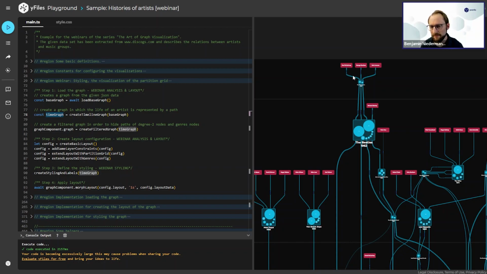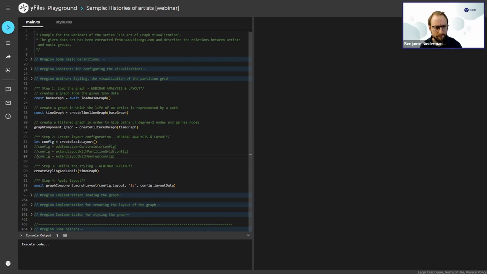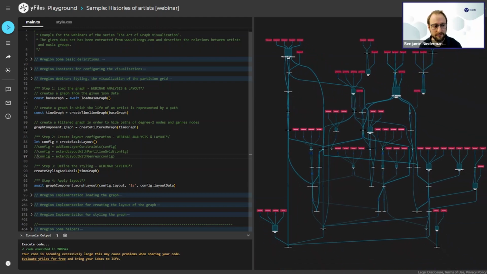So here we actually have these paths starting at an artist, going through these music group nodes. And then I create these layout configurations, which every time consist of a layout algorithm and some kind of configuration. And what I can do is play around a little bit with this. I just comment them out. And now I really only have the basic configuration for this.